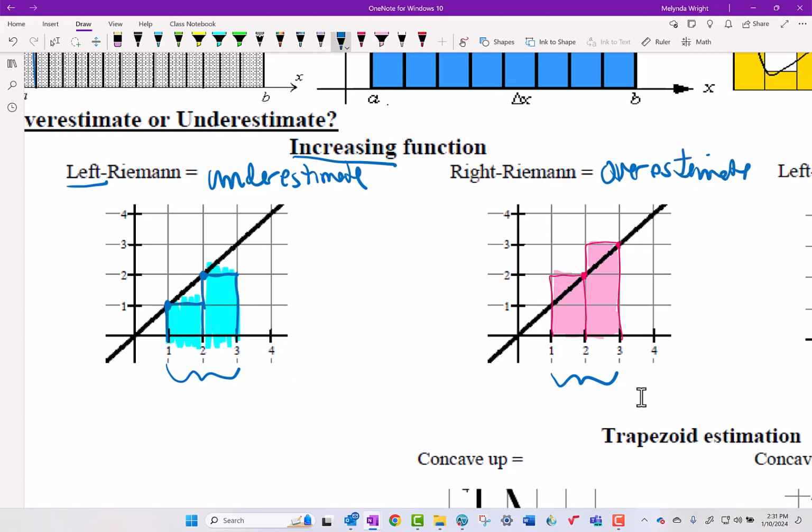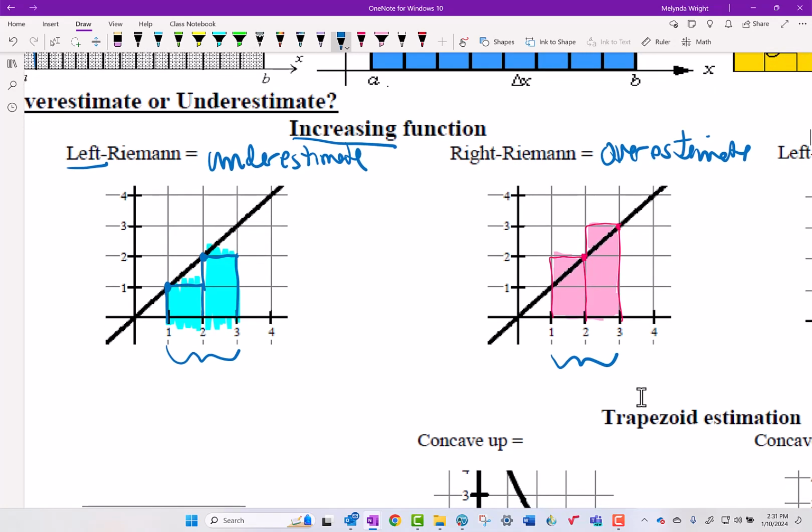Okay, are we okay on increasing functions? When they ask you whether it's an over or underestimate, I'm just going to say this once, you're probably going to hear me say it a bunch of times. It's not okay to say, because when I draw the rectangles, they stick up above the graph. They won't take that as an answer. You have to say it's an increasing function and a left or right Riemann sum, therefore it is an overestimate or underestimate, whichever it is. So you have to use this as your reason. We'll talk about that again.